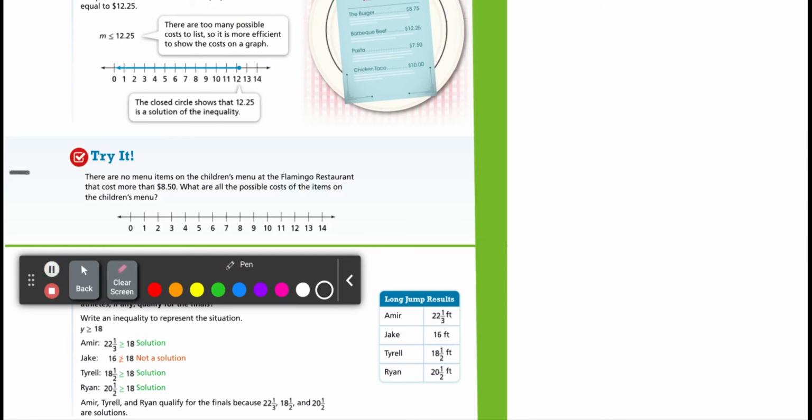Okay, next let's look at this try it question. It says there are no menu items on the children's menu at the Flamingo restaurant that cost more than $8.50.